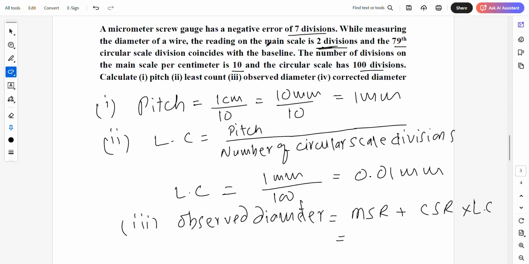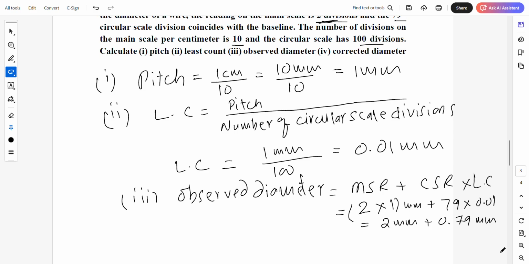While measuring the diameter of wire, the reading on the main scale is 2 divisions. 2 into what you have to multiply? What is the gap between 2 consecutive lines? That is 1. Okay, 2 into 1 mm, plus circular scale 79 into least count 0.01. That is equal to 2 mm plus 0.79 mm, that is equal to 2.79 mm.